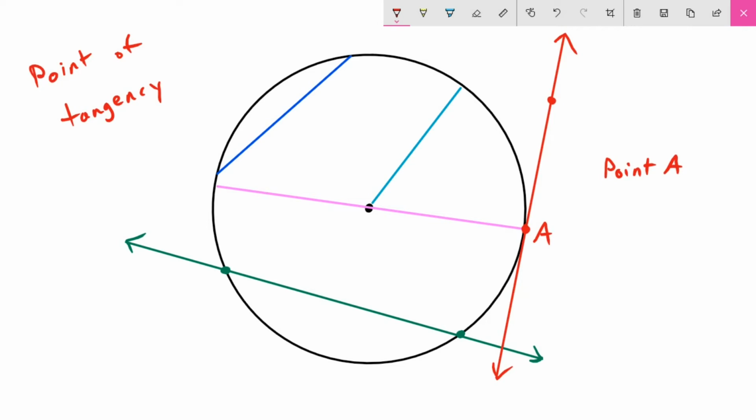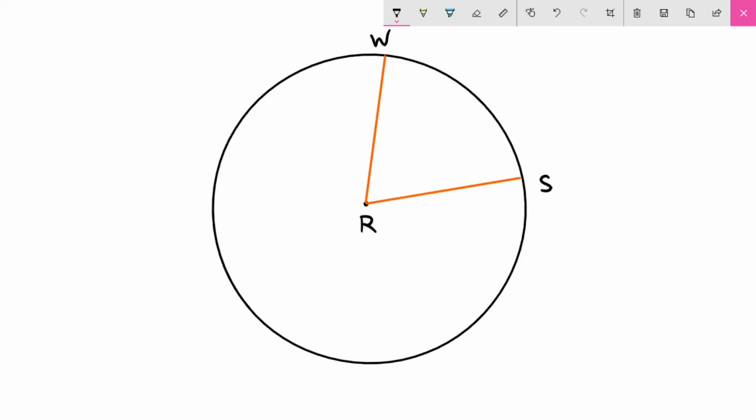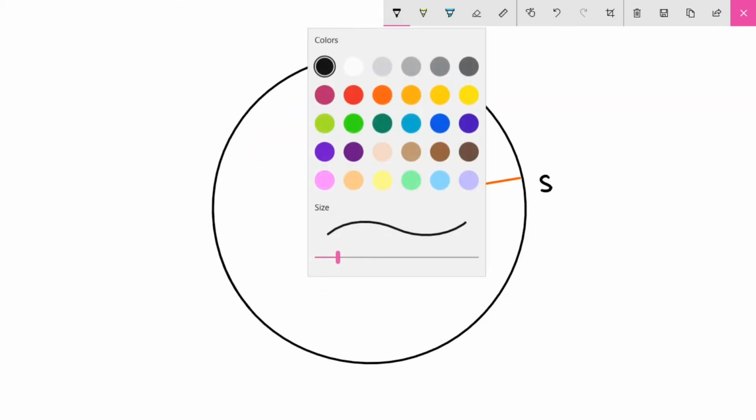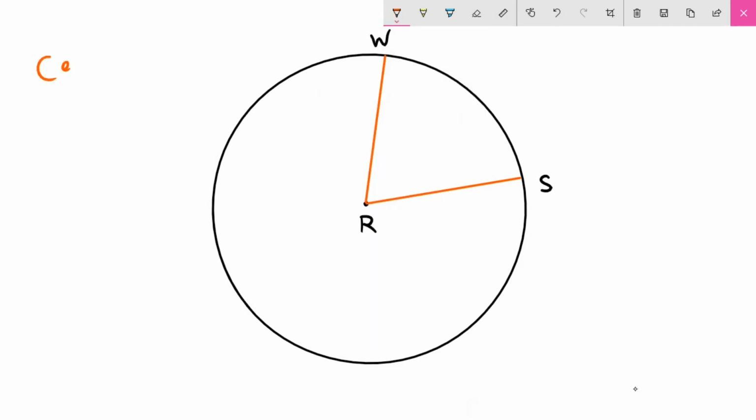All right, and that concludes the first part of our vocabulary. And now on to the next part. Check this out. The first one we're going to have is called the central angle. The central angle. And the definition of a central angle is an angle whose vertex is at the center of the circle.